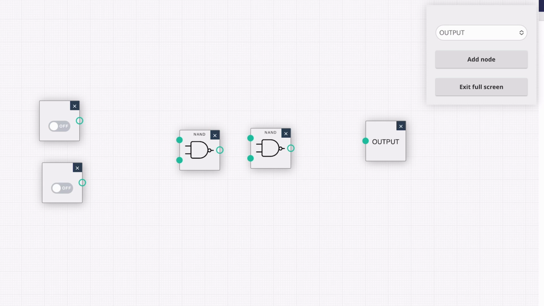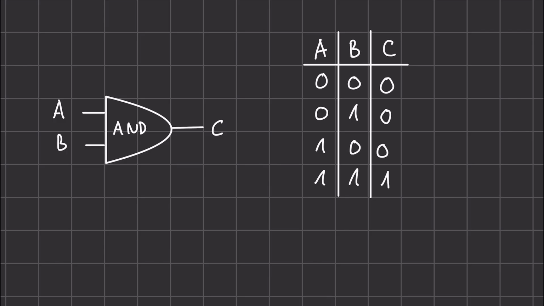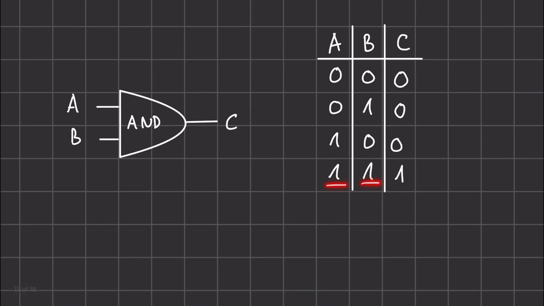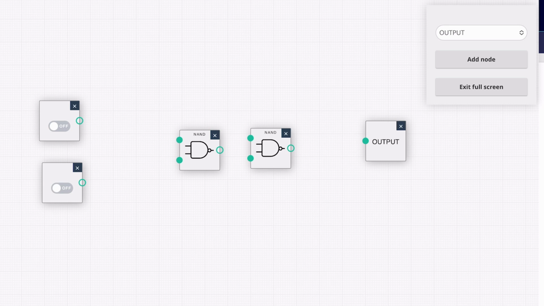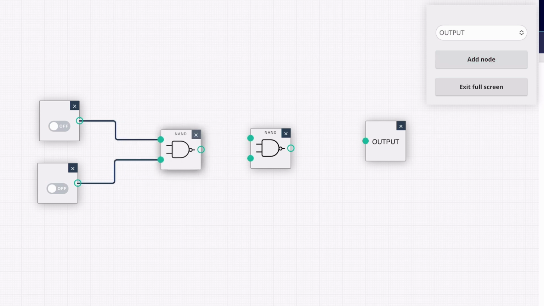Next, we're moving on to the AND gate. Previously, we learned that the output of the AND gate is only on, or 1, if both inputs A and B are on as well. To replicate this using NAND gates, we can simply input both of our inputs, A and B, into our NAND gate, and then connect the singular output of this first NAND gate into another NAND gate, and in this NAND gate connect it to both inputs, and then have the output of this NAND gate go to the output.